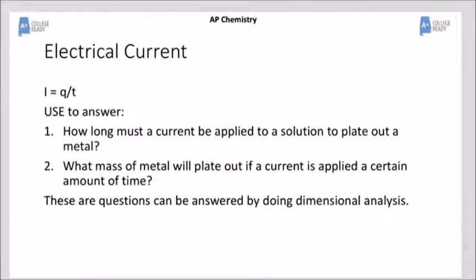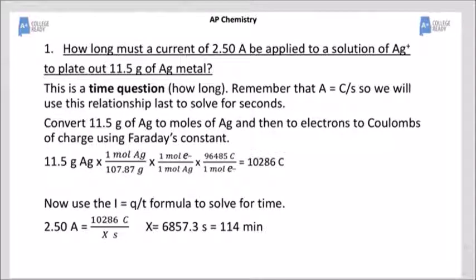Okay, so here are the questions that you could possibly be asked, some portion of these. How long must a current be applied to a solution to plate out a metal, or what mass of a metal will plate out if a current is applied for a certain amount of time? So we can do dimensional analysis to answer these. How long must a current of 2 amps be applied to a solution of silver ions to plate out 11.5 grams of silver metal?